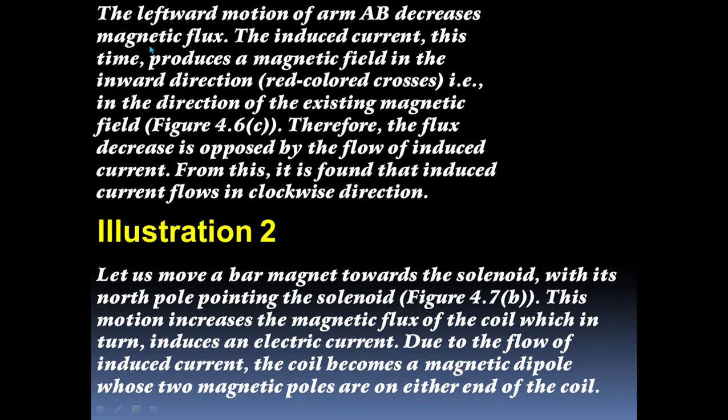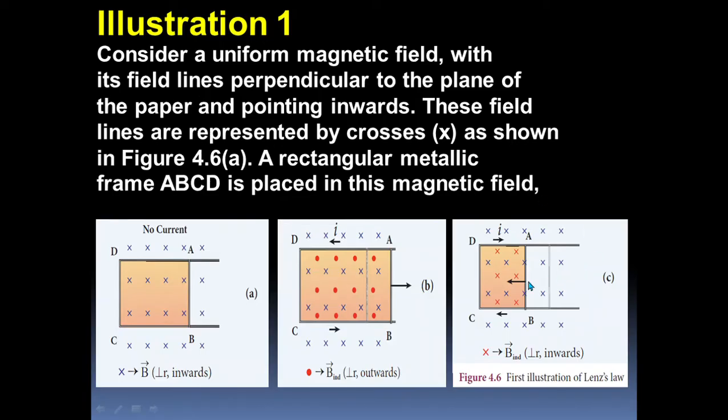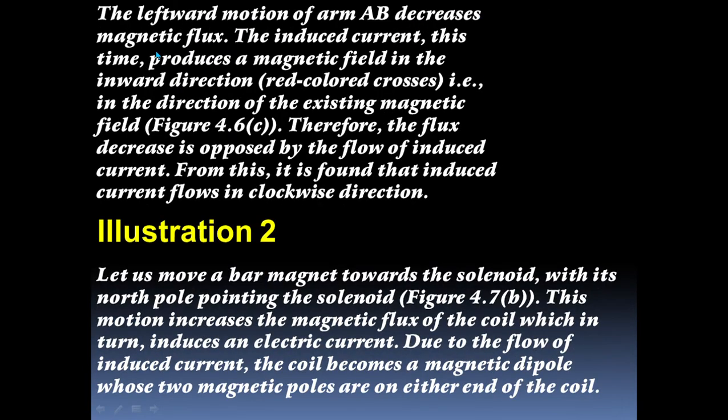Next, suppose the slide moves leftward. The movement of the arm AB to the left decreases the magnetic flux. The induced current this time produces a magnetic field in the inward direction, the red crosses, that is in the direction of the existing magnetic field. Therefore, the flux decrease is opposed by the flow of induced current. From this, it is found that the induced current flows in a clockwise direction.